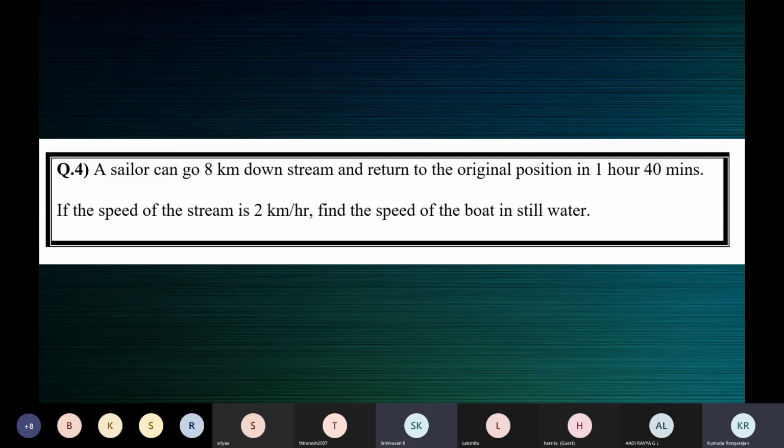We have speed of stream. What do we mean by speed of stream? What is stream? Ma'am, the flow of river. Yeah, so speed of stream means the speed of the current or the speed of the flowing water. The water in the river flows in a particular direction, and it flows at the speed of 2 kilometers per hour. Okay, so there is the speed of the stream and the speed of the boat.